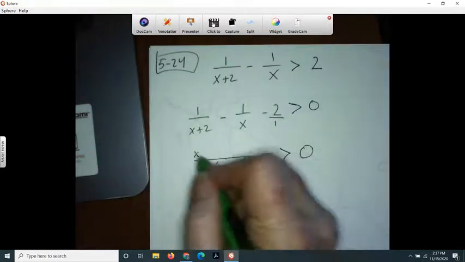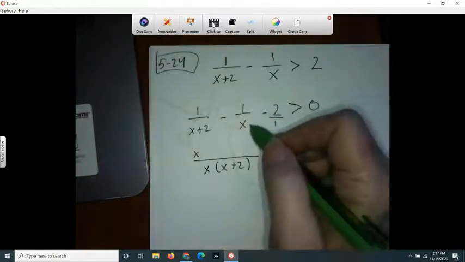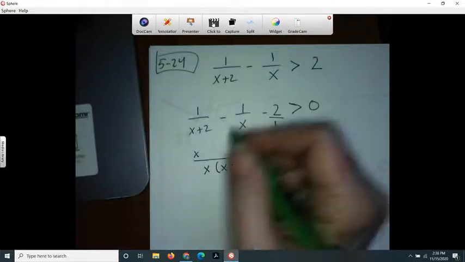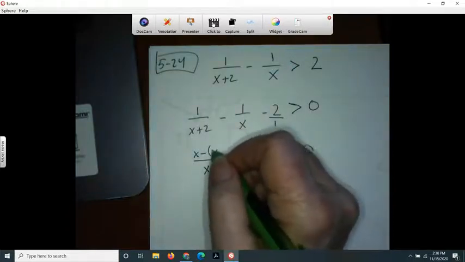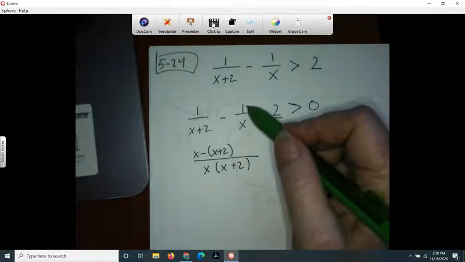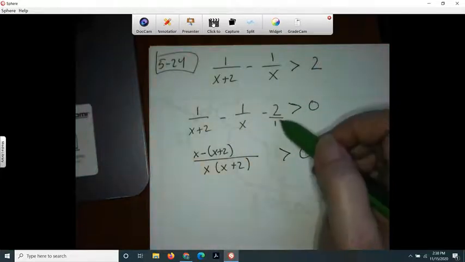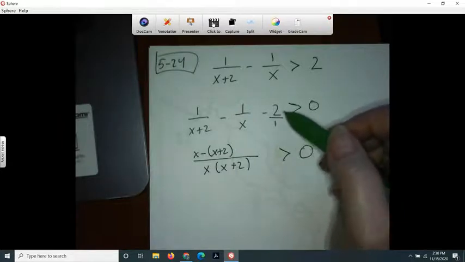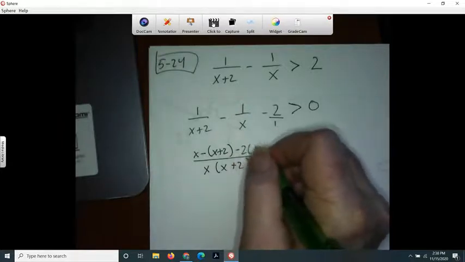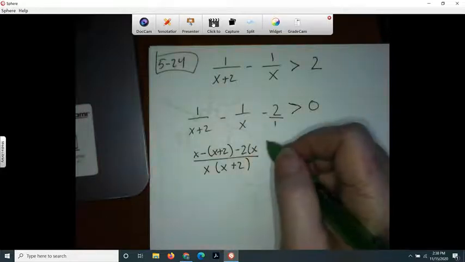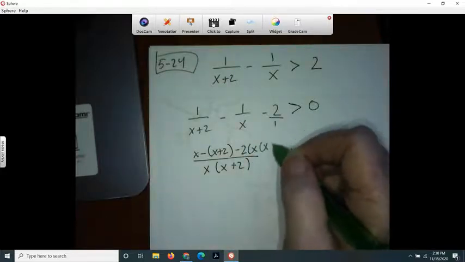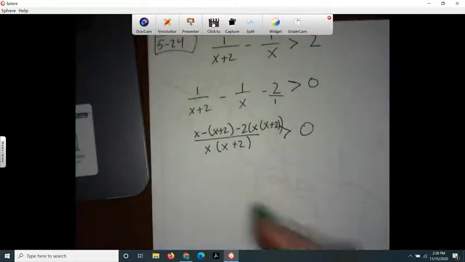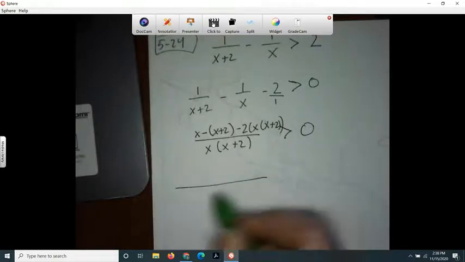So I'm going to just write it all across here. This one I would need to multiply the top and bottom by x plus 2. So I'm going to have minus x plus 2 came from this fraction here. And in this one, I have to multiply that negative 2 by x times x plus 2. So that's going to be, oh, I went a little crazy with the parentheses. So let's make this look a little nicer.